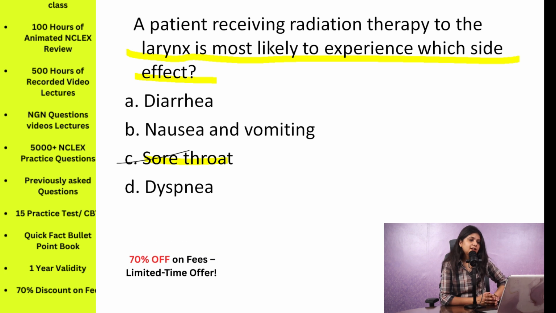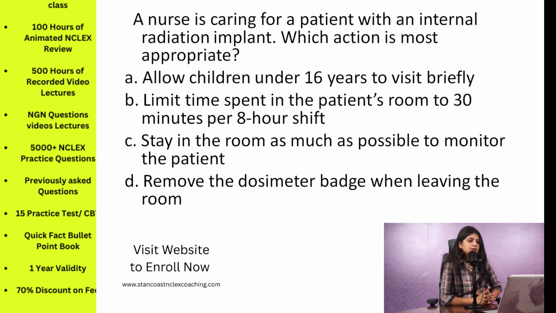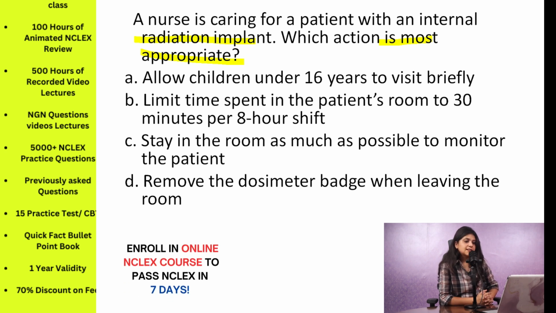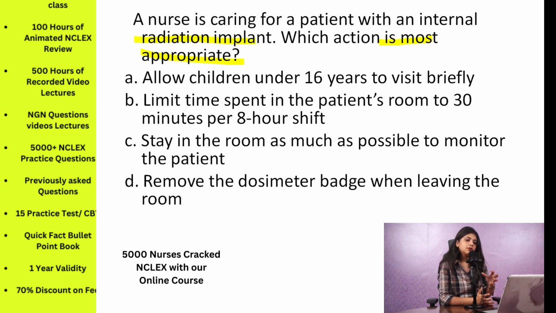A nurse is caring for a patient with an internal radiation implant. Which action is most appropriate? A. Allow children under 16 years to visit briefly. B. Limit time spent in the patient's room to 30 minutes per 8-hour shift. C. Stay in the room as much as possible to monitor the patient. D. Remove the dosimeter badge when leaving the room.